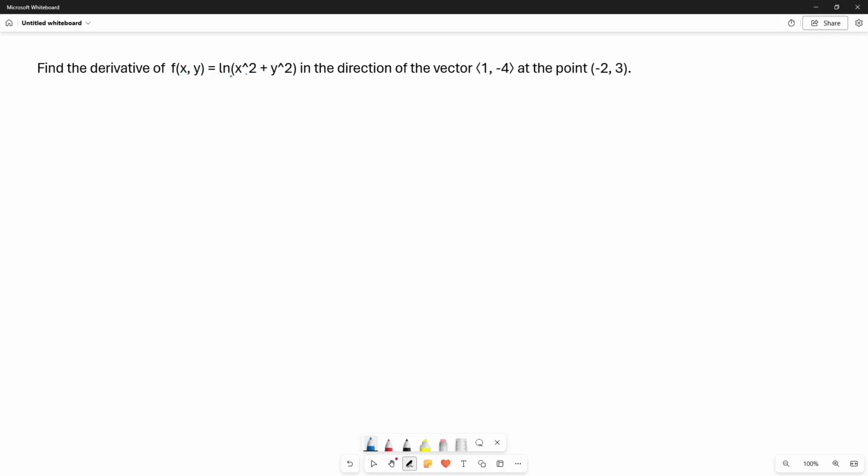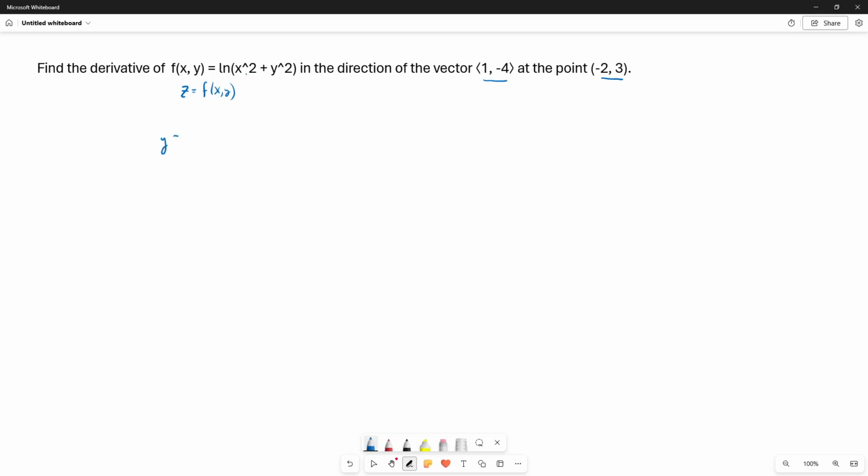Find the directional derivative of f(x,y) = natural log of (x² + y²) in the direction of the vector ⟨1, -4⟩ at the point (-2, 3). So this is the two variable case. We have z = f(x,y), and so we're asking for essentially the slope of the surface above this point and in the direction of this vector.